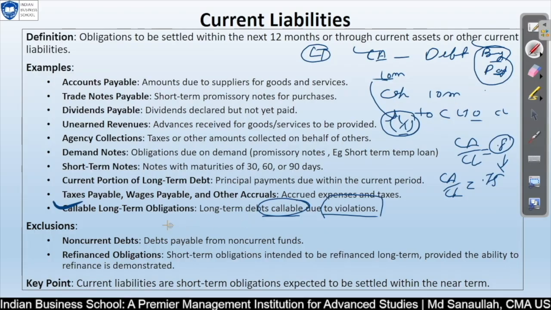But since it has the option to call anytime you are violating, and when they see that the market is giving interest higher than what you are giving on this long-term obligation bond, they have the option to call and they can execute it, so you have to pay him. Anytime you may have to pay, that is why this will remain in your current liability.